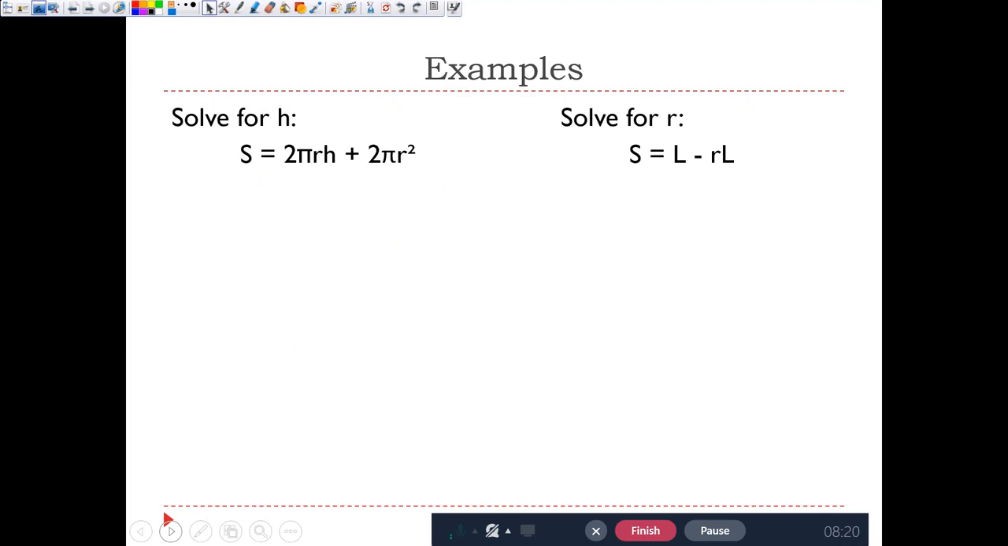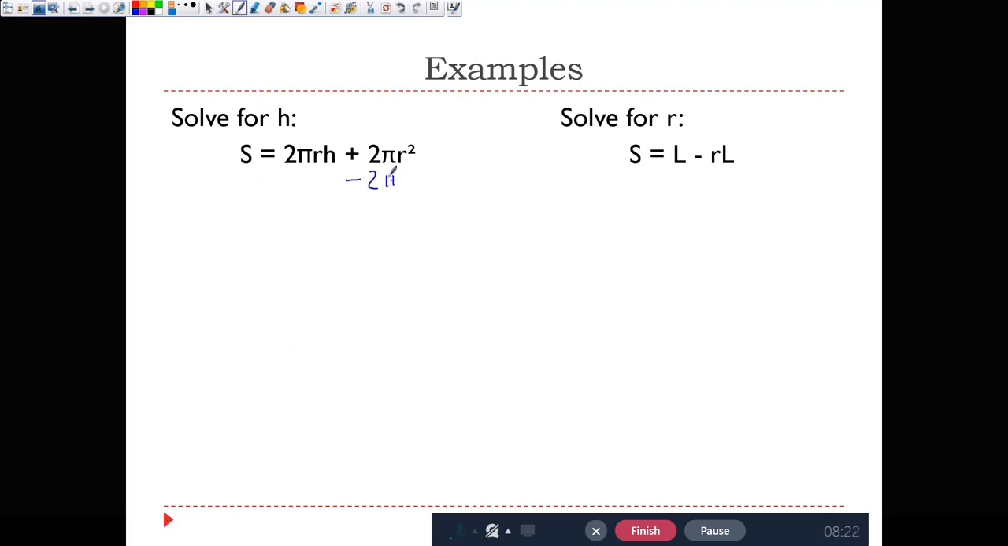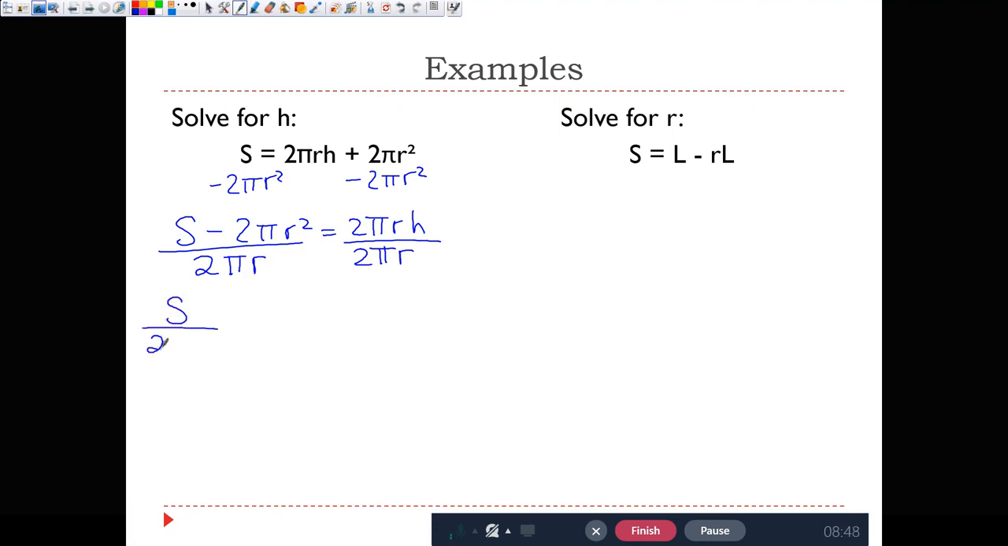Trying to solve for h. So first I'm going to subtract 2 pi r squared from both sides. So I have s minus 2 pi r squared equals 2 pi r h. So now I'm trying to solve for h. I'm going to divide by 2 pi and r. Everything over here is getting divided by 2 pi and r. So s is being divided by 2 pi r, and 2 pi r squared is divided by 2 pi r.